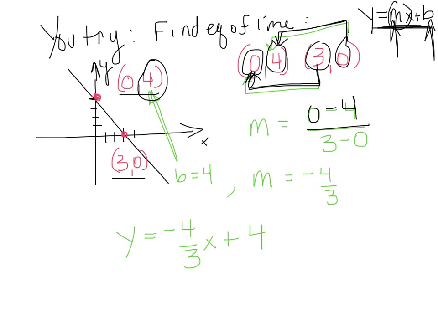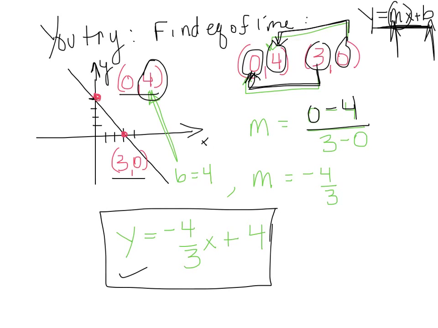So now I know m, I know b, I'll just put those back in. y = -4/3 x + 4. And that's the equation of the line. You're done. That's how you answer the question. So we can move on, okay?